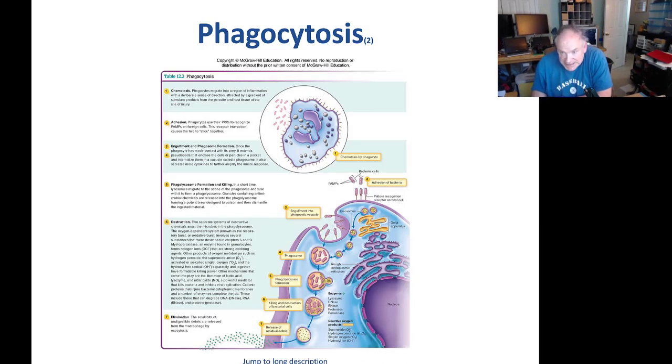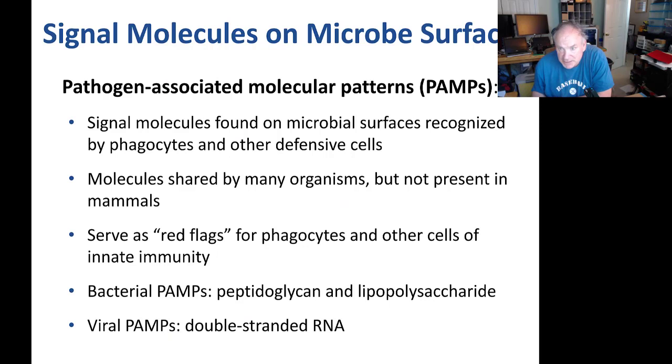Chemotaxis moves to the site, then adhesion is used to recognize the PRRs. If we recall, we talked about those and the PAMPs, those specific receptors. And then we have engulfment and phagosome formation, and killing. So they're actually killing, as you can see in the process. And then we release things that can be recycled, or just debris in general to be cleaned out by the lymph system or whatever happens to be available.